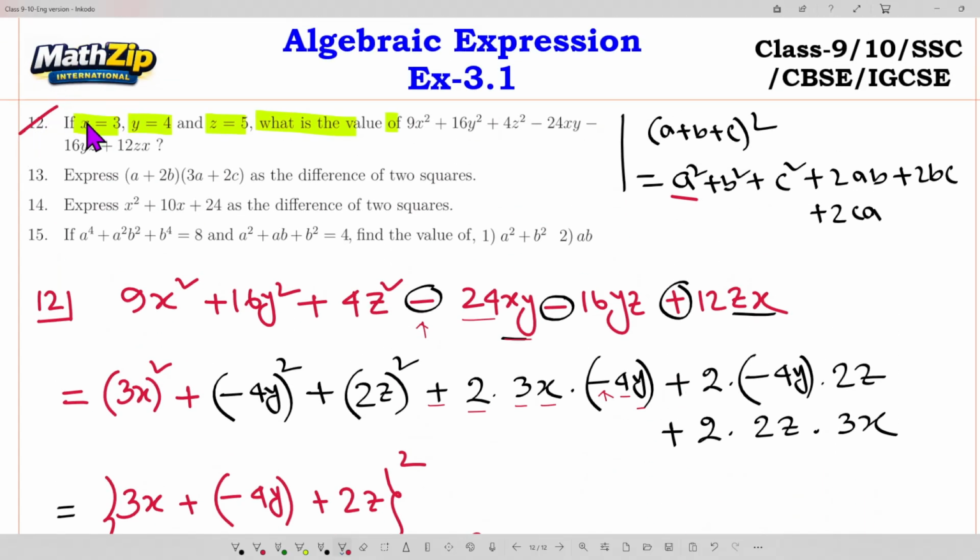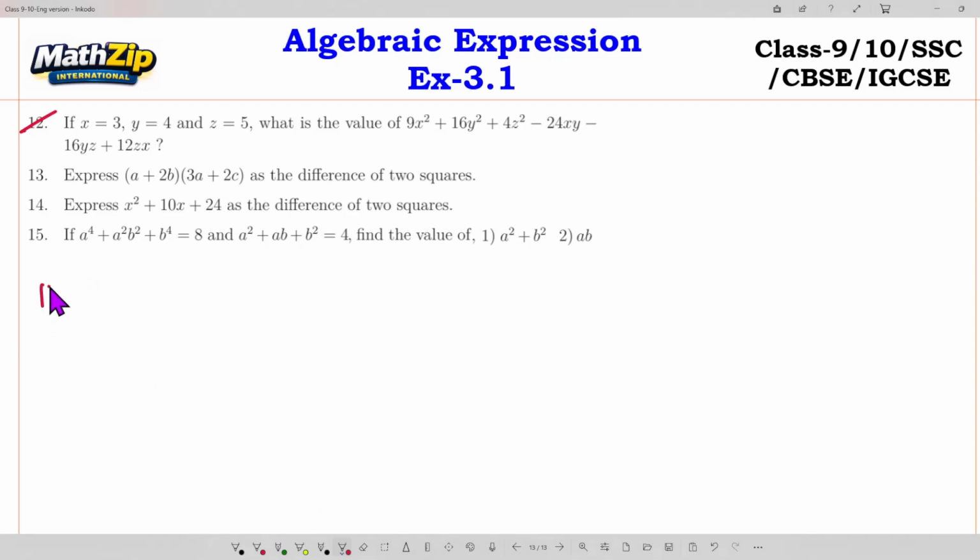So number 12 done. Number 13, express (a plus 2b) times (3a plus 2c) as the difference of two squares. So what is the meaning of two squares? Difference of two squares. Here is one square and another one, b square is another square. So once we make subtraction, in between it is the difference of two squares.